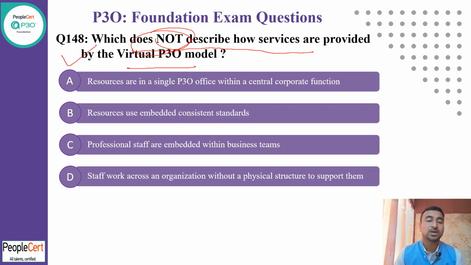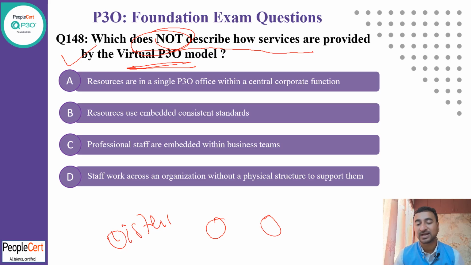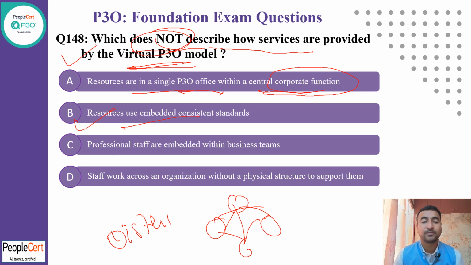Question 148 says which does not describe how service is provided by the virtual P3O model. Okay, so first you need to understand how a virtual P3O operates: in a distributed architecture, with decentralized decision making. So this is virtual. Resources are in a single P3O office with a central corporate function. That's not how a virtual P3O operates. Resources are embedded with consistent standards, that may be possible. Professional staff are embedded within the business team, that is also possible. Staff work across the organization without physical structure to support them, that's the definition of virtual.